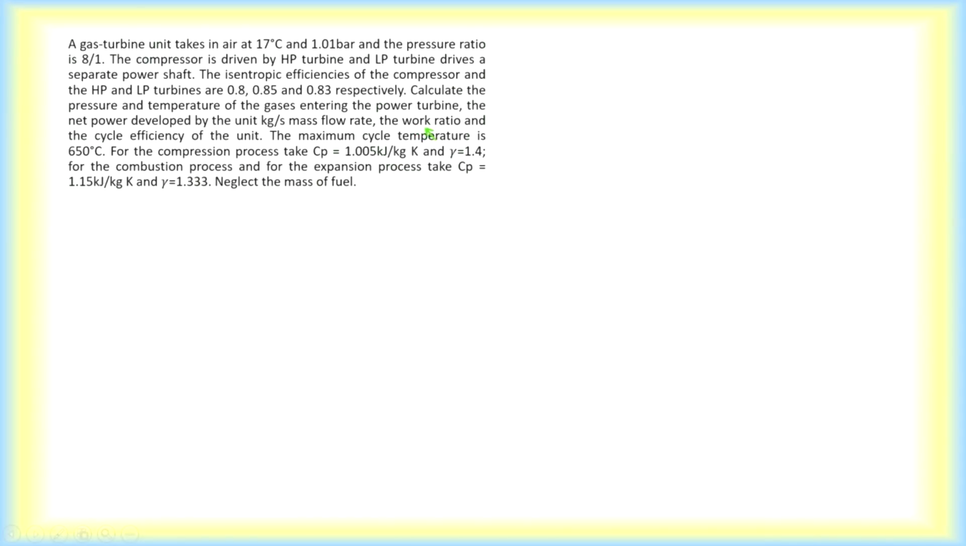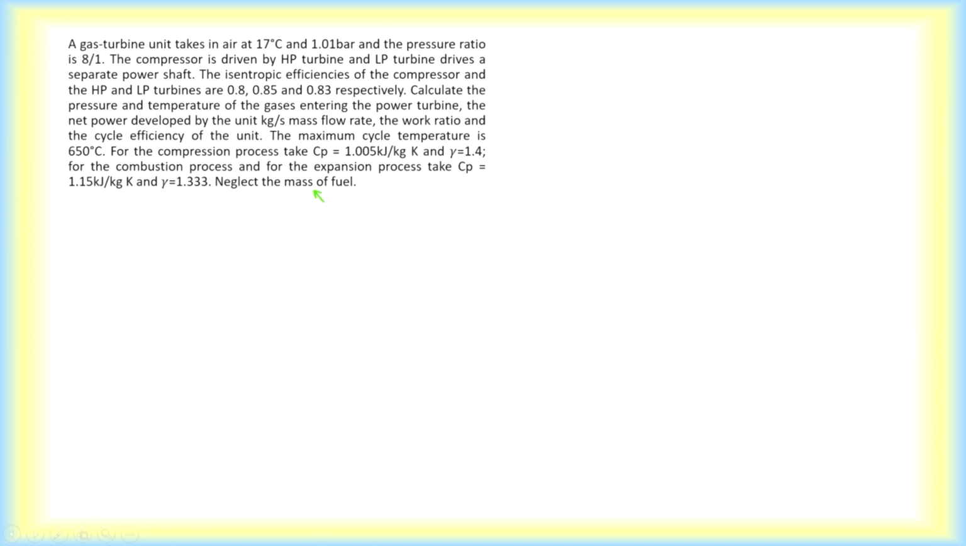In the previous example, we didn't have the work ratio. The maximum cycle temperature is 650 degrees C. For the compression process, Cpa is 1.005, and the adiabatic index, which is the ratio of specific heats, is 1.4. Then for the combustion and expansion process, on the gas side, the Cp is 1.15 and the gamma is 1.333.